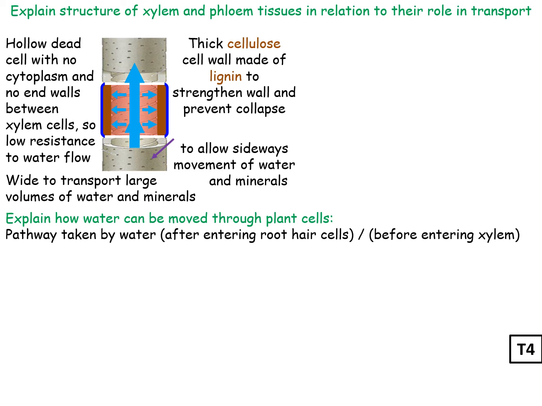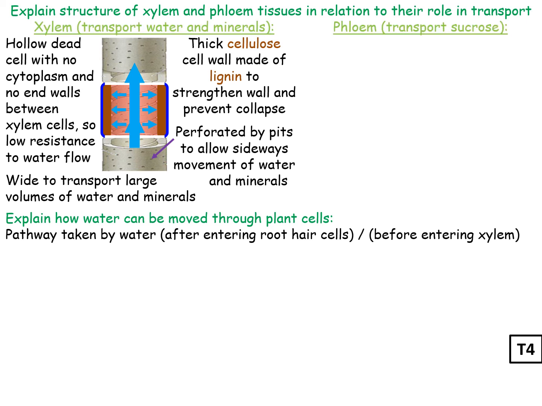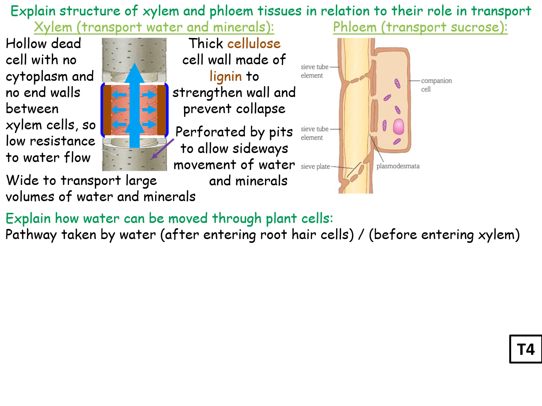Water from the xylem could also flow sideways, and this occurs because they are perforated by pits. The xylem transports water and minerals, but there is also phloem close by that transports sucrose.